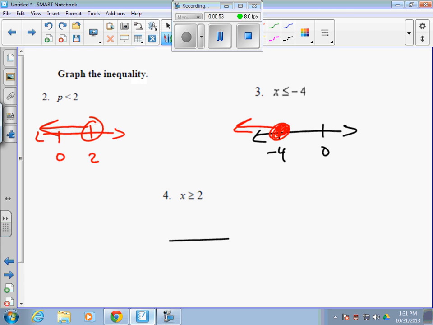X is greater than or equal to 2. Again, positive 2, so show it as positive. Greater than or equal to means color it in. Greater than means that way.